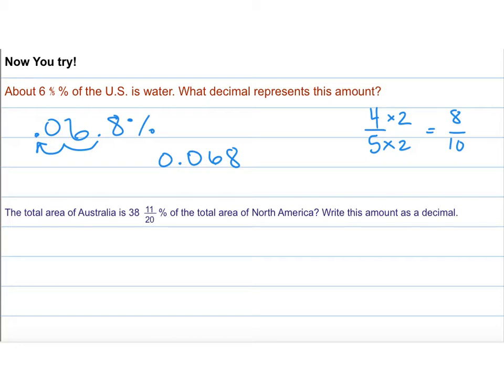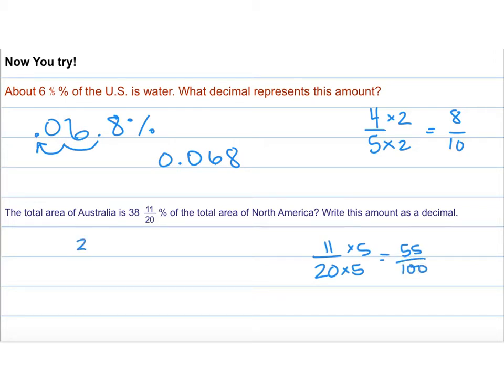The total area of Australia is 38 11/20% of the total area of North America. Write this amount as a decimal. So again, I'm going to turn 11/20 into a decimal. I can multiply this by 5, and I end up with 55 hundredths.